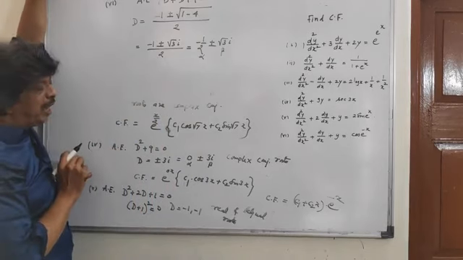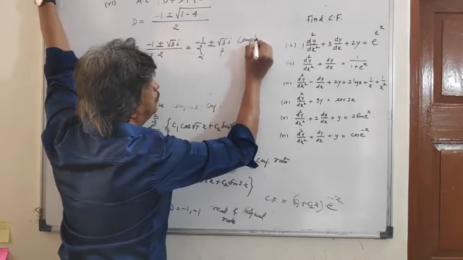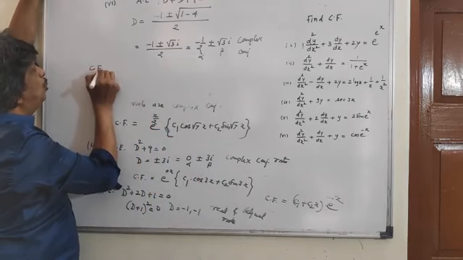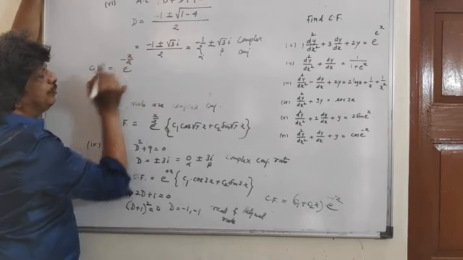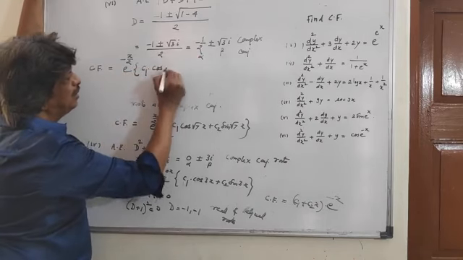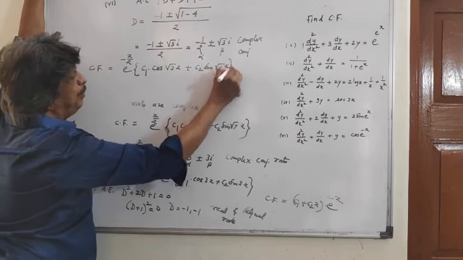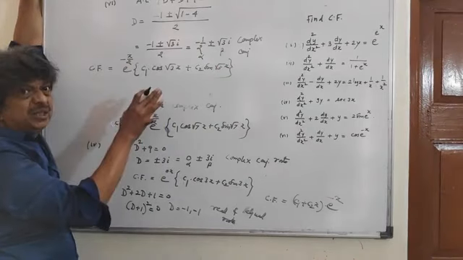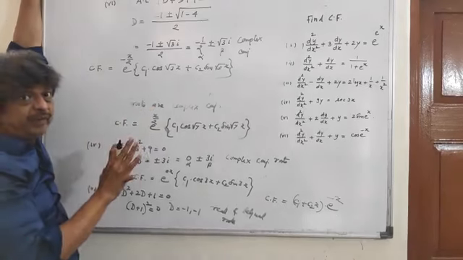So here again the roots are complex and conjugate. So subject to this, the CF would be equal to, the formula is e raised to the power αx, that is e^(-x/2), since alpha is minus half, into the bracket (C1 cos βx + C2 sin βx). So with this, we shall end this topic of complementary function. Thank you very much.